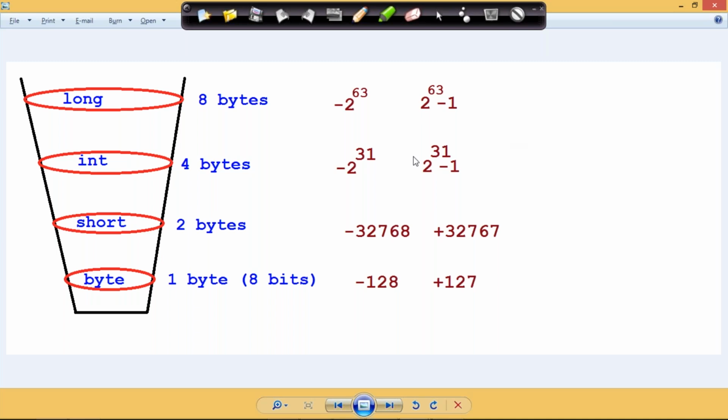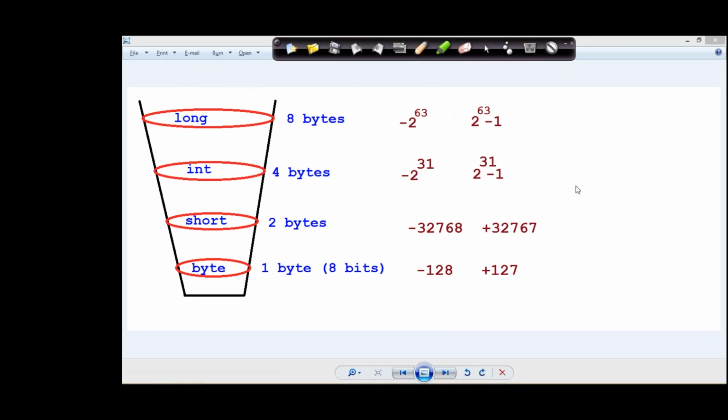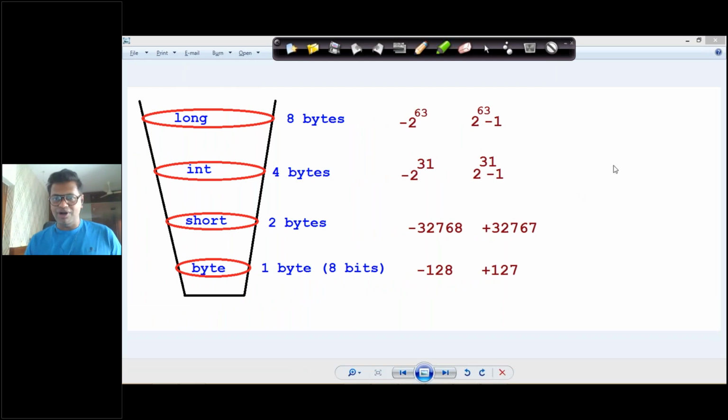Okay, anyhow, let's come back to the concept now. Let's start with something called typecasting. What is the meaning of typecasting? Converting data type from one to another is called typecasting. Let's try to understand it. Let's see whether you have common sense or not.